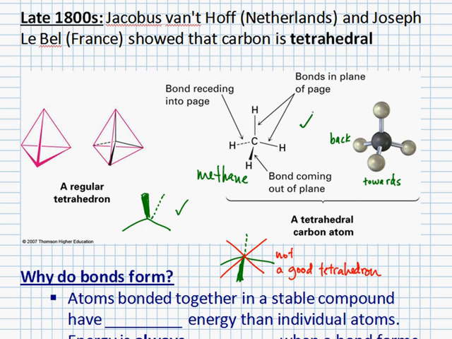But it'll actually be very common for us to draw the two in the plane, one of them going up, one of them going down in one direction, and then the wedge and the dash going down off to the other direction.